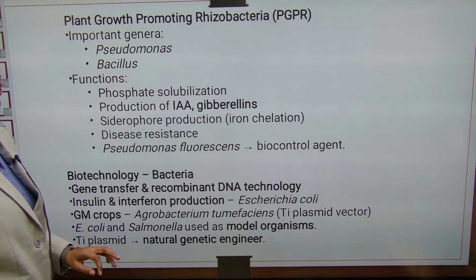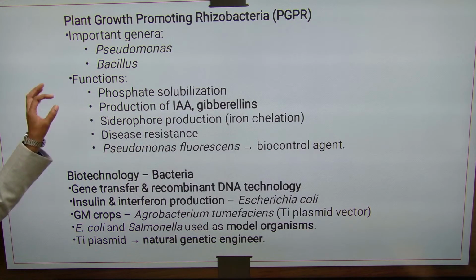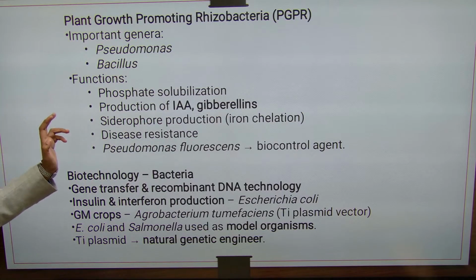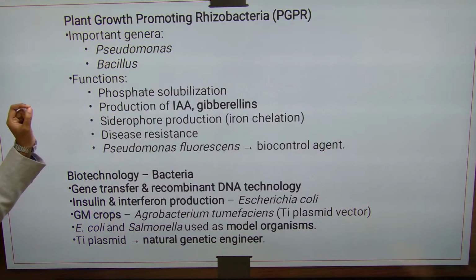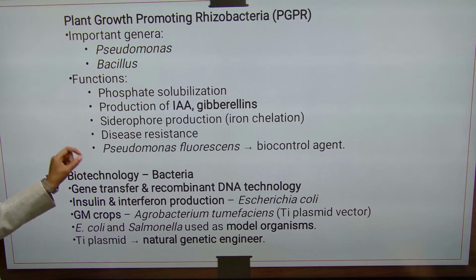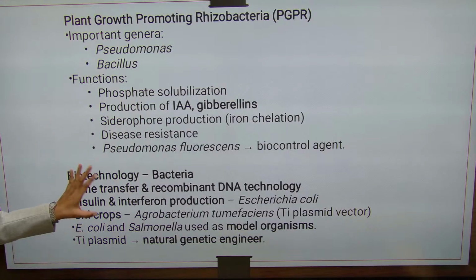Plant growth promoting rhizobacteria. Important genera you see are Pseudomonas and Bacillus, and their functions usually include phosphate solubilization, production of IAA and gibberellins, and siderophore production is possible. Next is disease resistance. Pseudomonas fluorescens, which is a biocontrol agent.